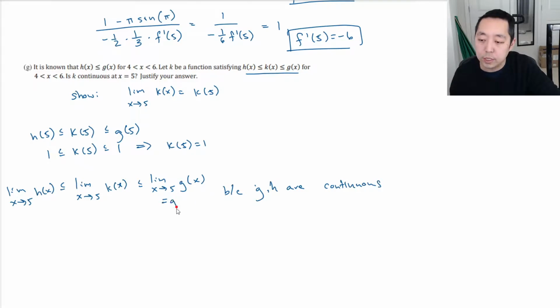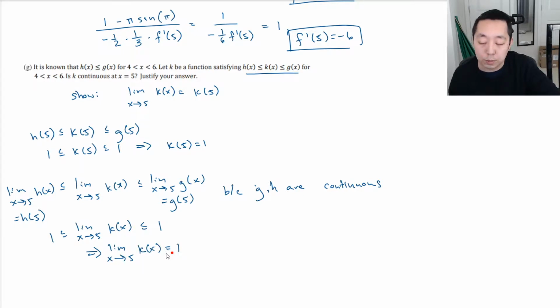We know that this has to be g of 5 and that this has to be h of 5, which is 1, is less than or equal to the limit as x approaches 5 of k of x, which is less than or equal to 1. And so what we've shown is that the limit as x approaches 5 of k of x has to also be 1. And so if the limit has to approach 1 and the function has to equal 1, we've demonstrated that the limit as x approaches 5 of k of x is equal to k of 5, which is equal to 1. And so that makes it continuous.